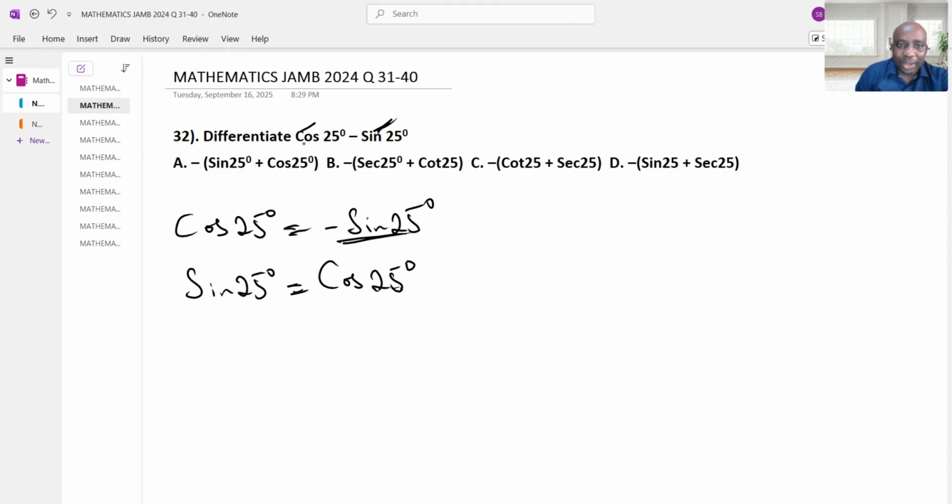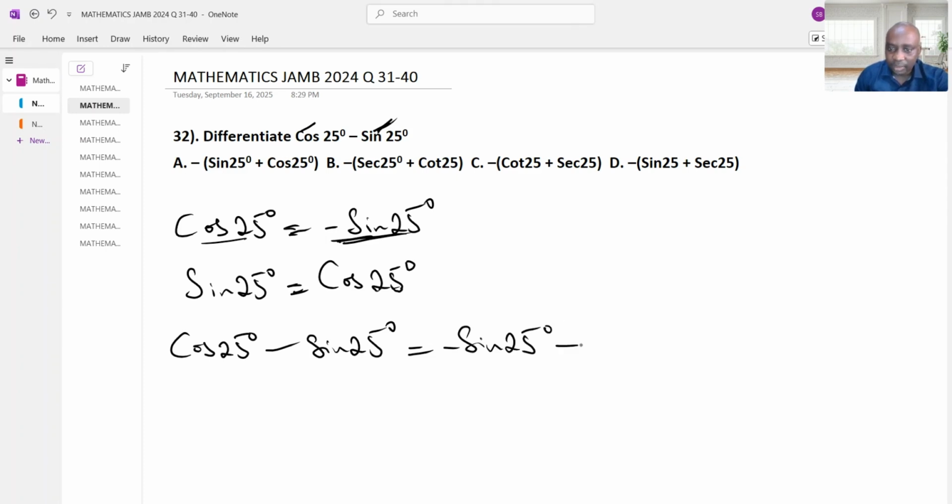Now, we are going to write out the question. This question differentiates cosine 25 degree minus sine 25 degree. It will be equal to what? We are going to replace it with what we got here. Cosine 25 becomes minus sine 25 degree, minus the derivative of sine 25, which is cosine 25 degree. The minus is at the back of here.